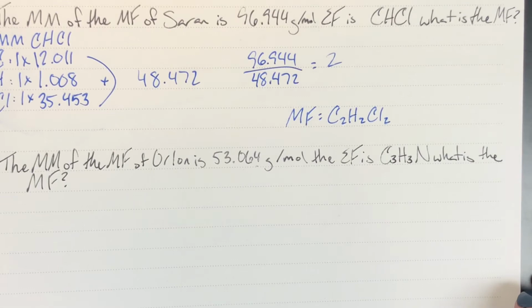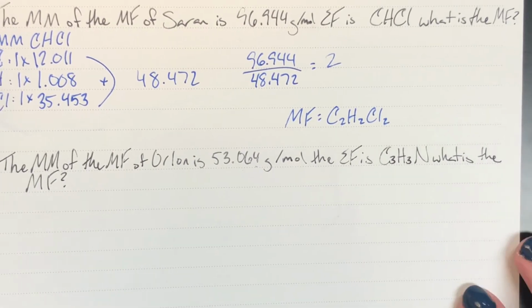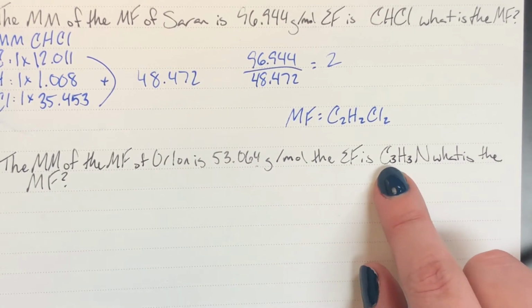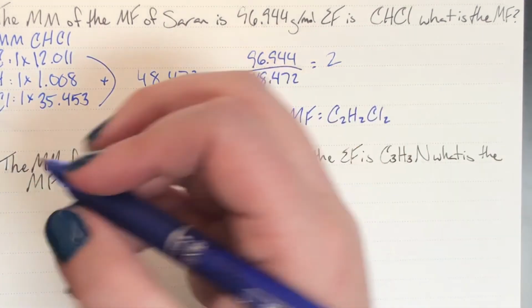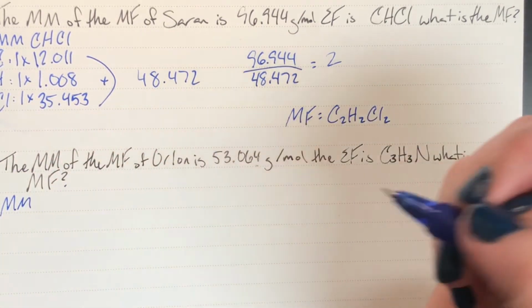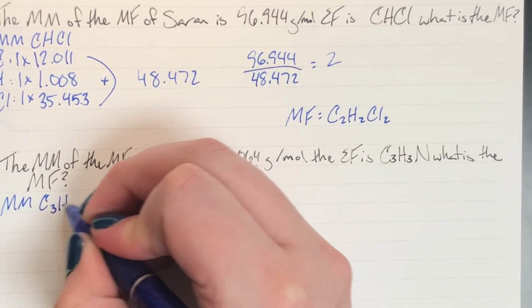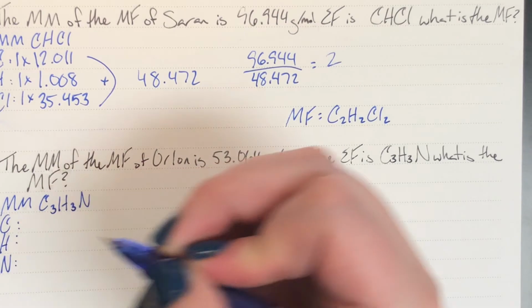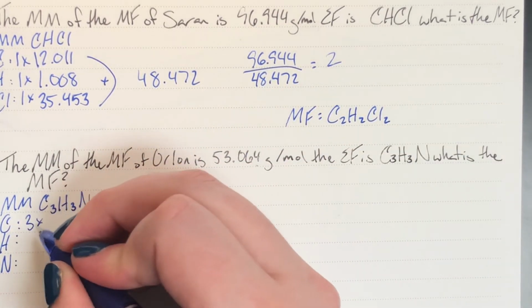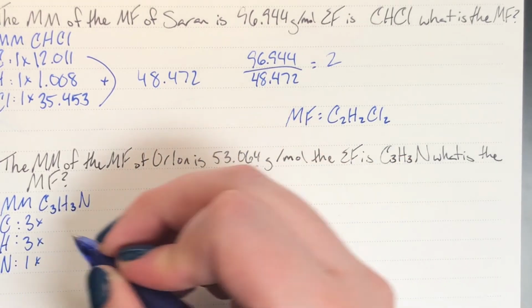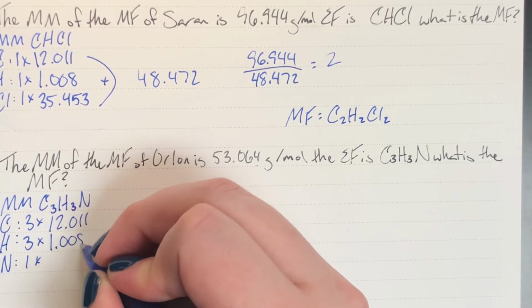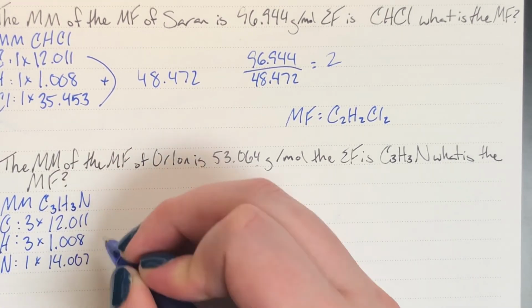Last problem that I'm going to do states the molar mass of the molecular formula for Orlon is 53.064 grams per mole, and the empirical formula is C3H3N. What is the molecular formula? So I'm going to do the molar mass of C3H3N. I have 3 carbons, 3 hydrogens, and 1 nitrogen. Carbon's mass is 12.011, hydrogen is 1.08, and nitrogen is 14.007.